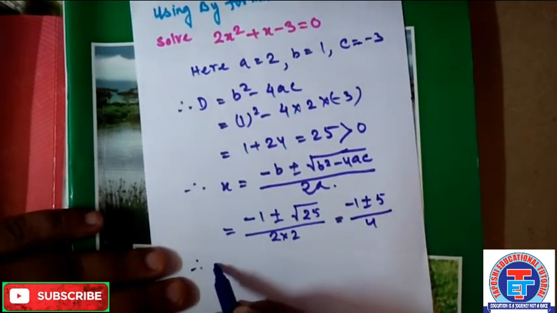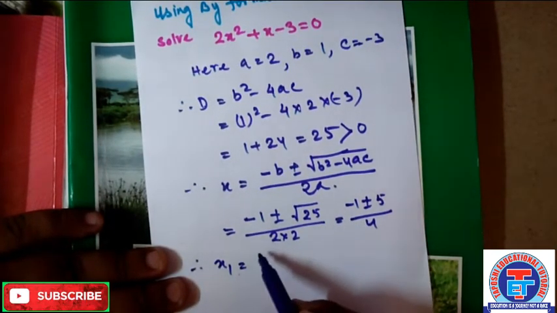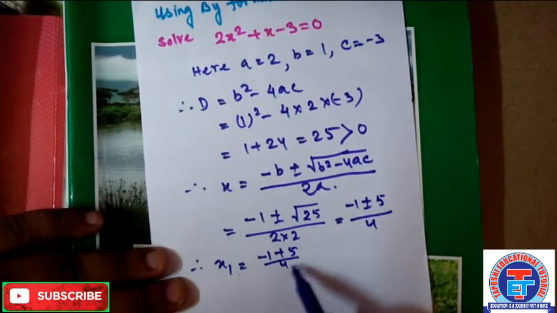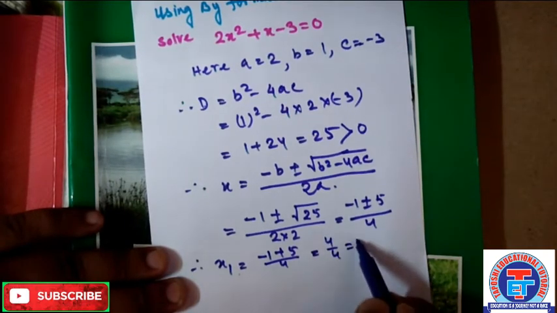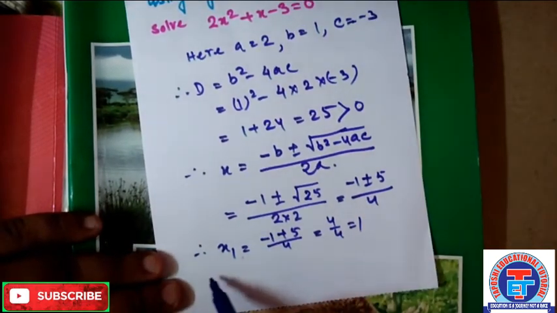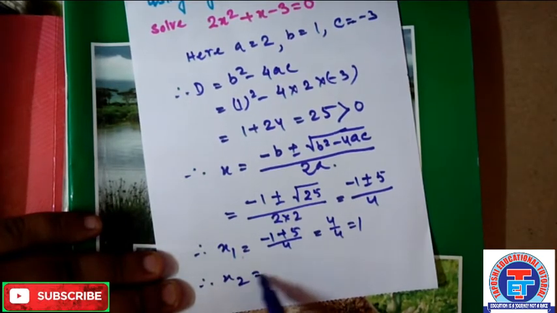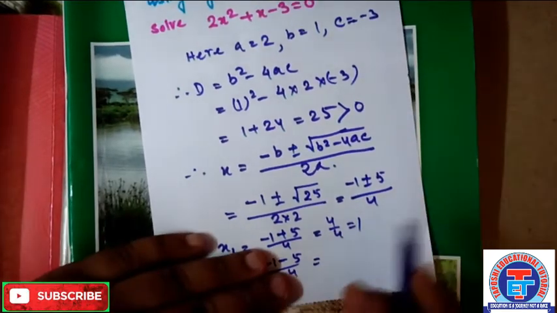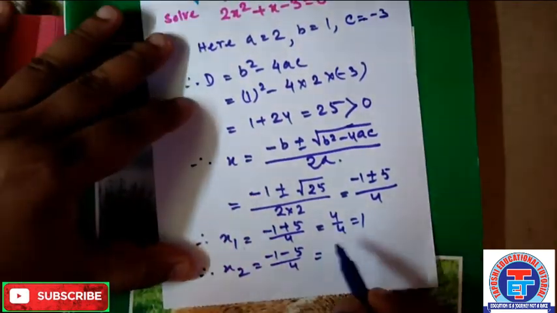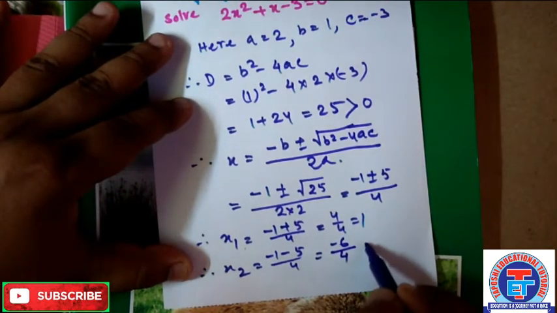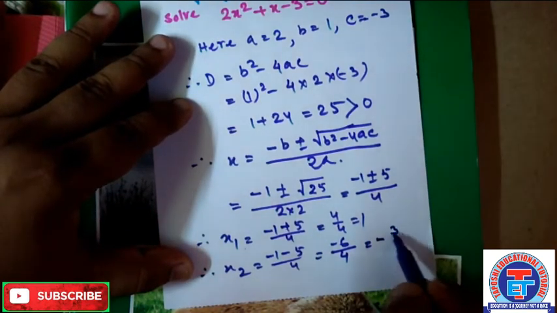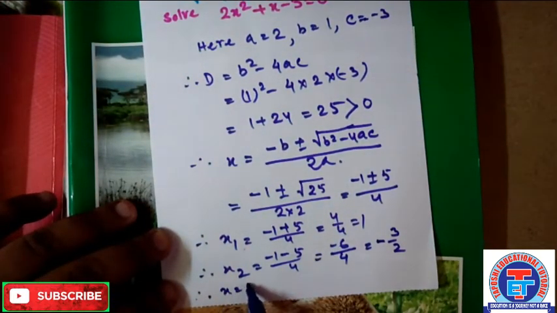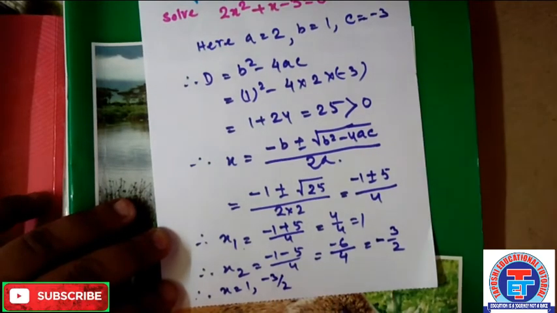Therefore x1 is equal to minus 1 plus 5 by 4, that means 4 by 4 is equal to 1, right? And x2 is equal to minus 1 minus 5 by 4 is equal to minus 6 by 4 is equal to minus 3 by 2. Therefore x is equal to 1 and minus 3 by 2.